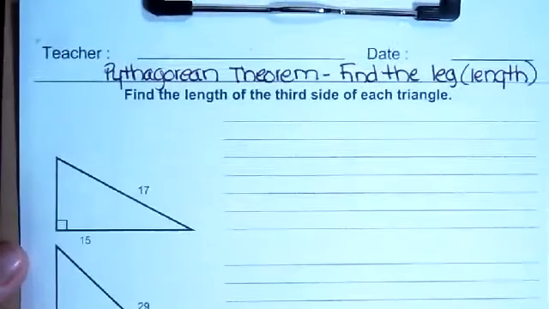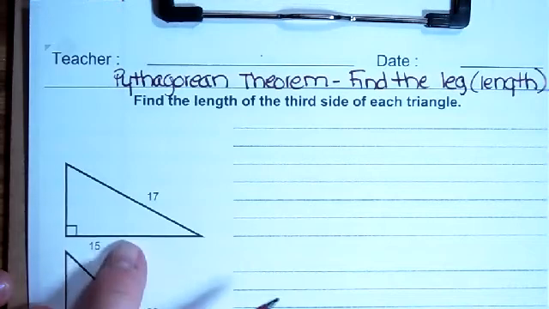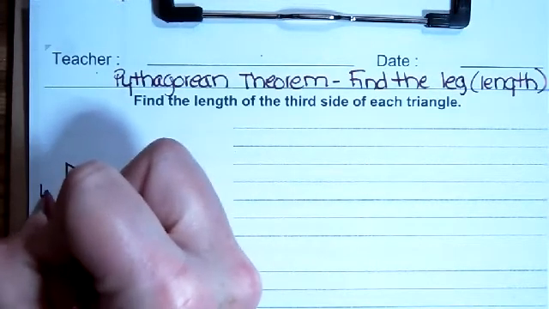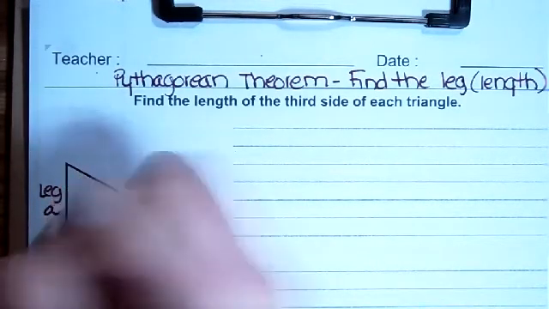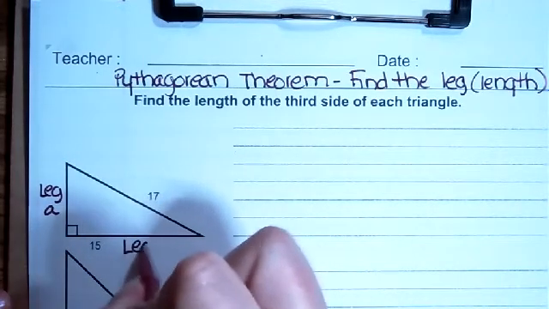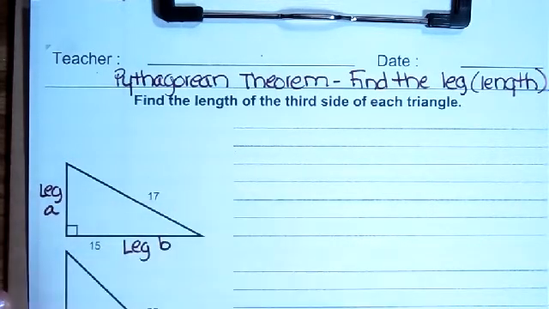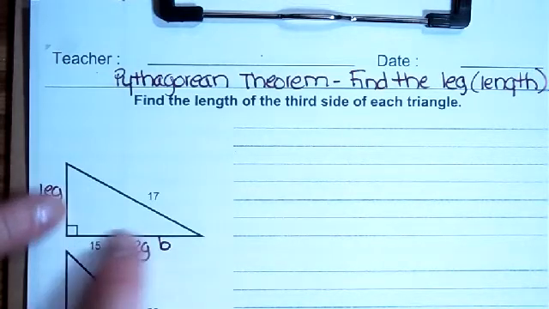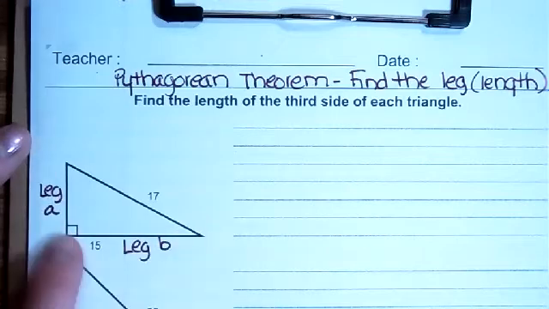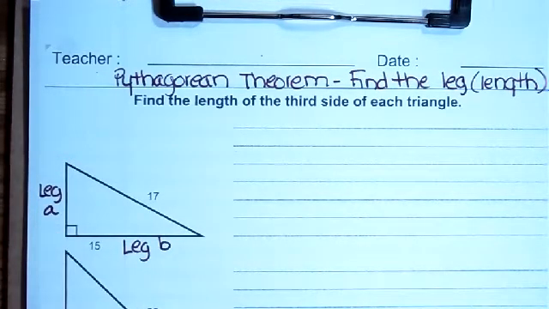If we're looking at a right triangle, look at my first example right here. We said that this side was leg A. We said this side was leg B. How do we know they're legs? They're the two sides that make up that right angle, okay? The two sides that connect to make a right angle are your two legs, okay?